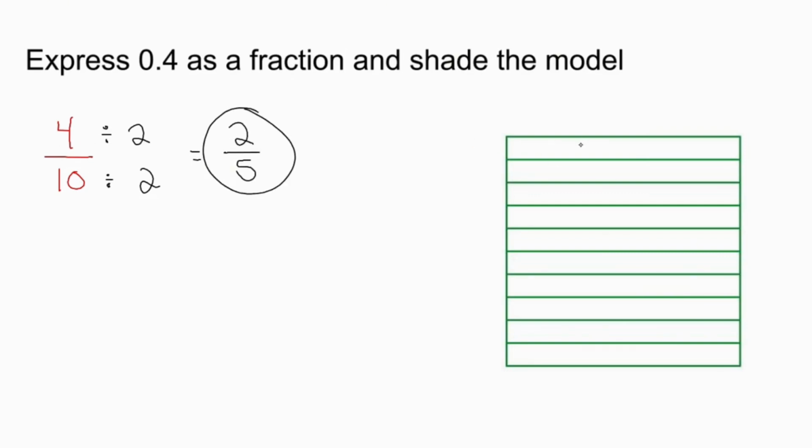Now, if I'm going to come over here and shade this model, I'm going to first notice that there's 1, 2, 3, 4, 5, 6, 7, 8, 9, 10 of these rectangles attached to this huge square. So if there's 10 of them, then 4/10 is going to have me shade 4 out of those 10. So I'm using this green color, 1, 2, 3, 4. Let's try to keep things within the lines, which I'm really bad at.